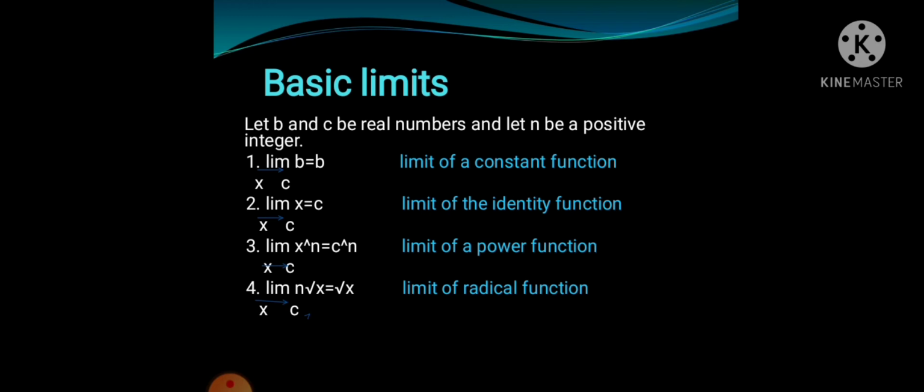For number 3, the limit of x to the power of n equals c to the power of n. So, the limit of a power function. For number 4, the limit of the nth root of x equals the nth root of c, as x approaches c. So this is the limit of the radical function.